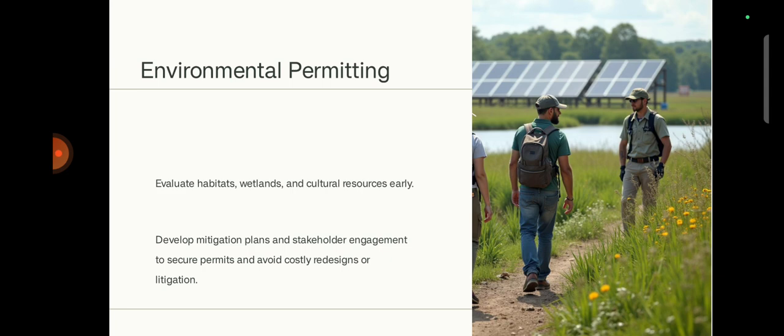Environmental permitting evaluates habitats, wetlands, and cultural resources early. Develop mitigation plans and stakeholder engagement to secure permits and avoid costly litigation or delays.